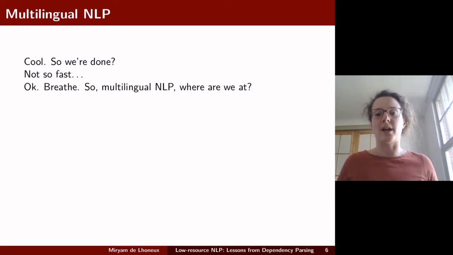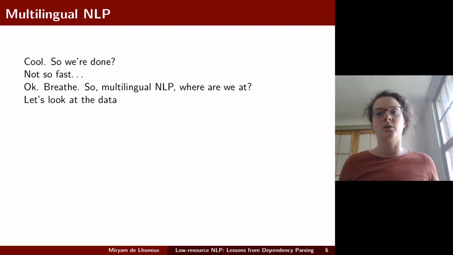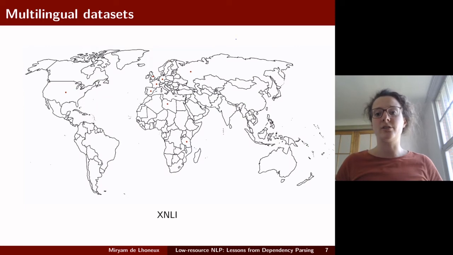So in this talk I want to ask this question, so where are we at then? What is the status of multilingual NLP? And I want to start by looking at the data. Okay, so what data do we have in multilingual NLP? This is a representation of one of the most popular multilingual datasets, XNLI, a natural language inference multilingual dataset.